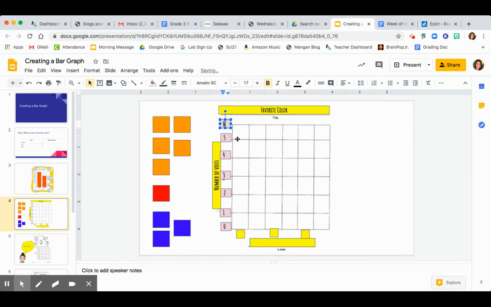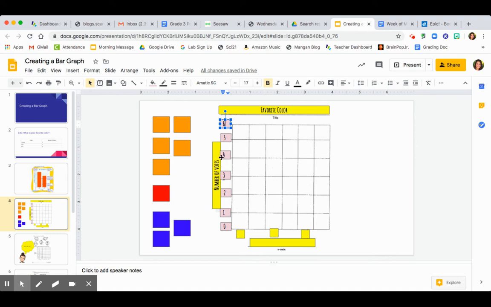Okay, so that the tallest one does not go to the tippy top. That's your choice. Just make sure that you've got a scale that is big enough to include the tallest one or the highest value of your votes or your choices. So I've got my vertical axis here.